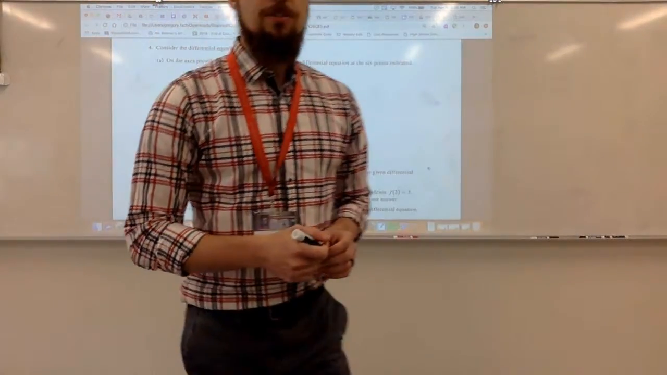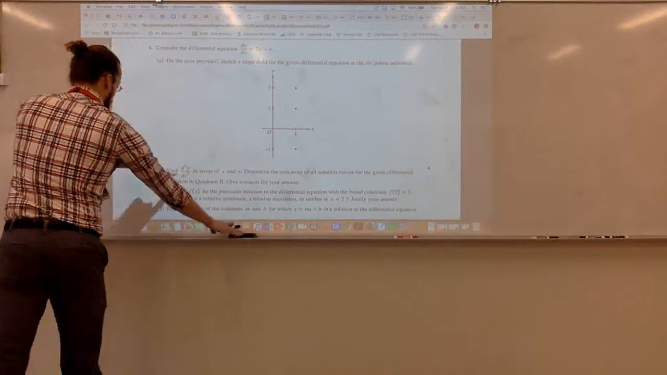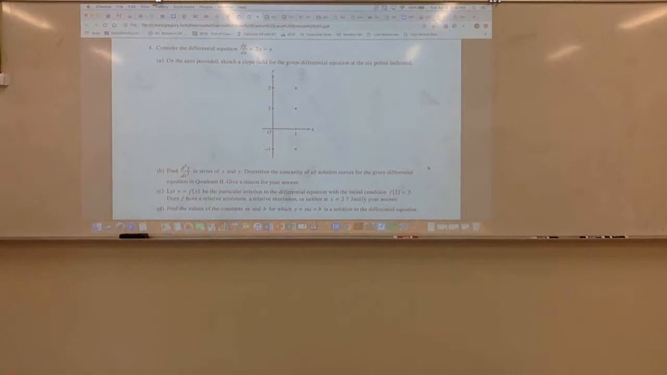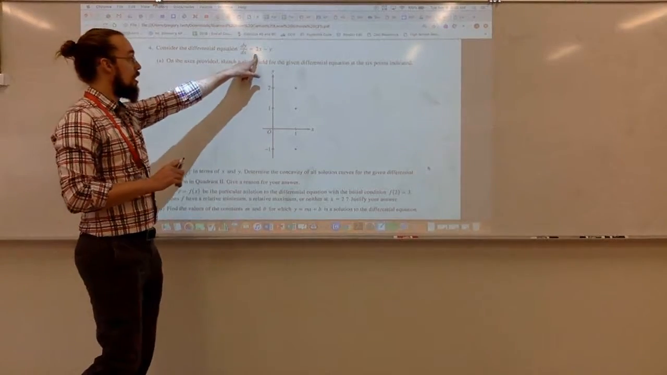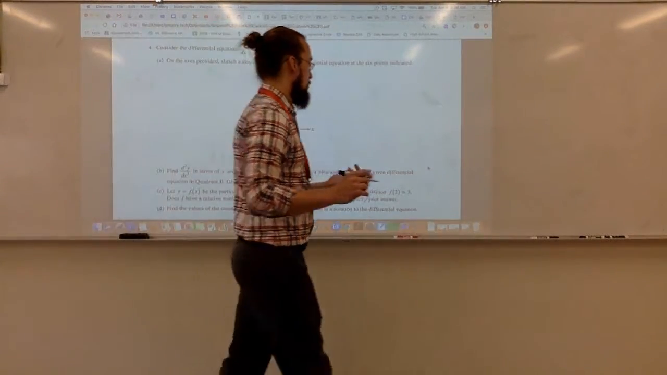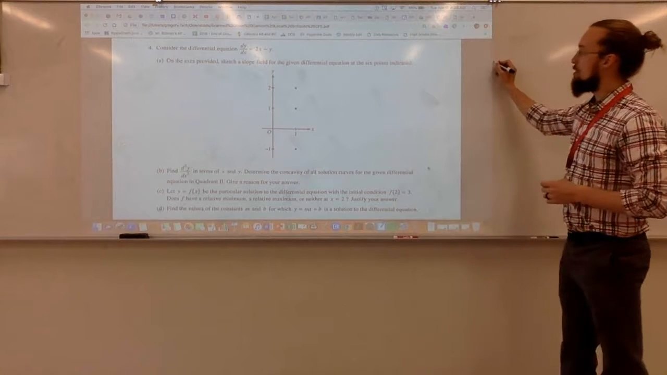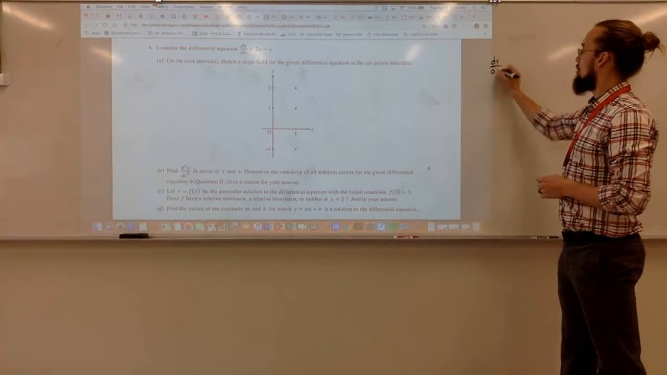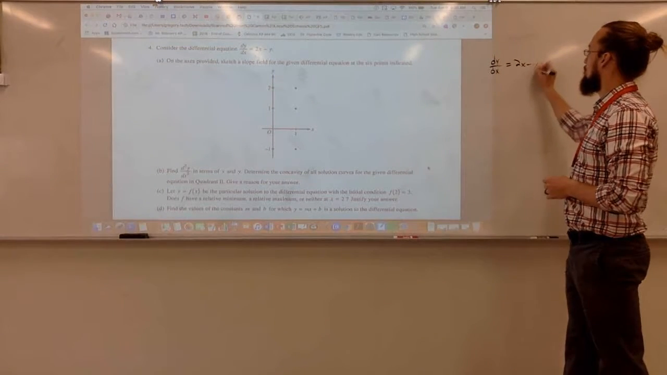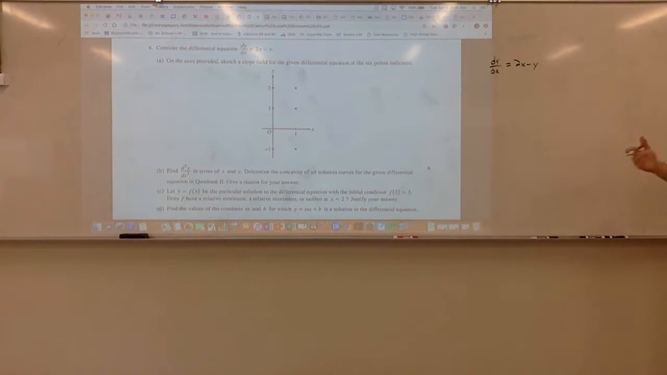B, C, and D. All right, so B is find the second derivative. So if we're given the first derivative is 2x minus y, to find the second derivative, let's see, rewrite this: dy/dx equals 2x minus y. So finding the second derivative here, this is implicit differentiation.